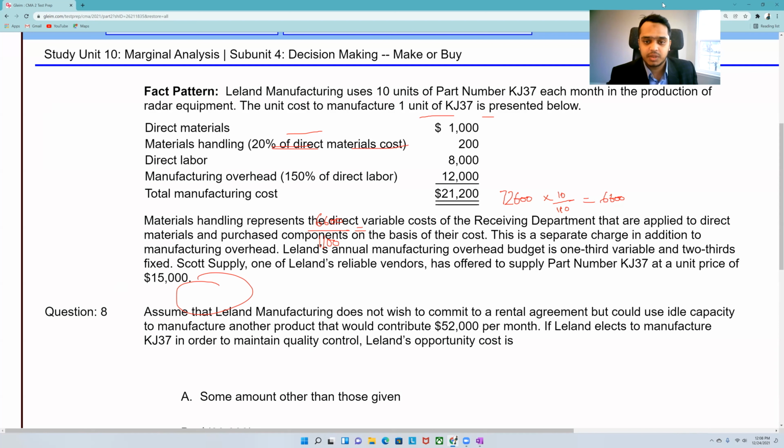Now when we move to the next question, let me just clear this off, annotate and clear all this. Fine. Okay, we have a good amount of question here. Assume that Leland Manufacturing does not wish to commit to a rental agreement, but could use idle capacity to manufacture another product that would contribute $52,000 per month. If Leland elects to manufacture KJ37 in order to maintain quality control, Leland's opportunity cost is. What is the opportunity cost? So we need to read the complete question.